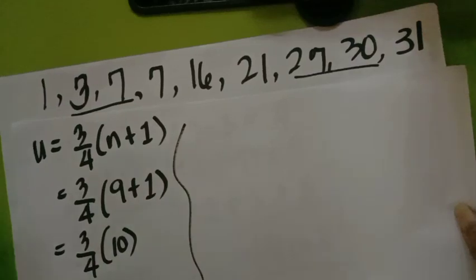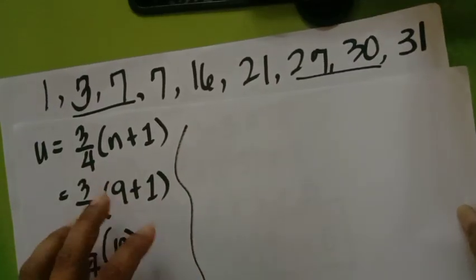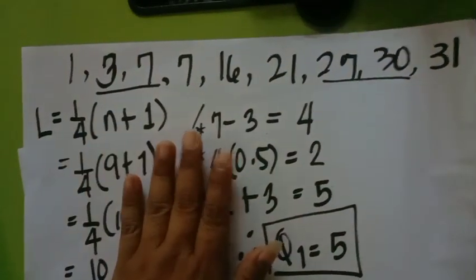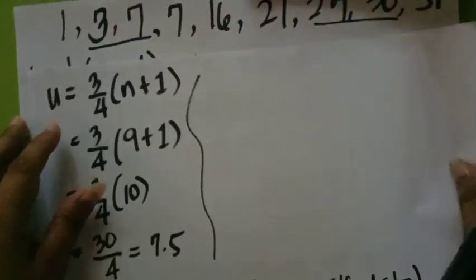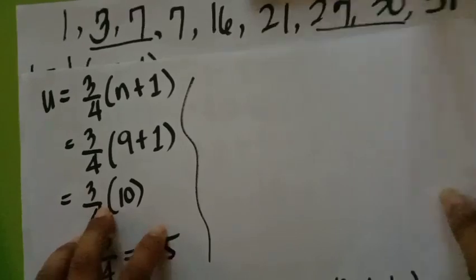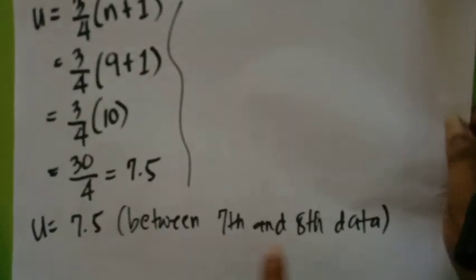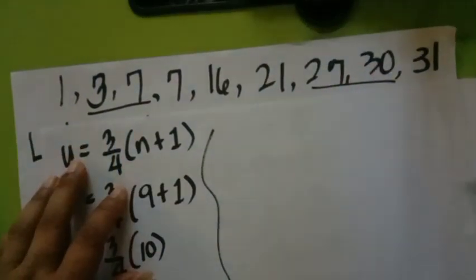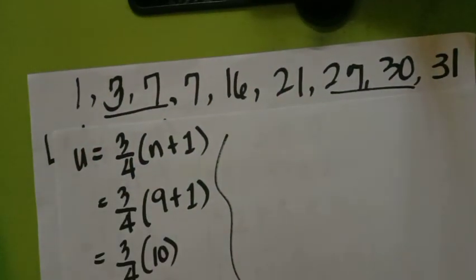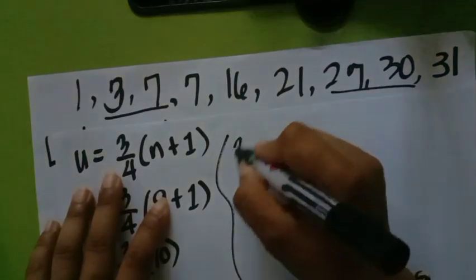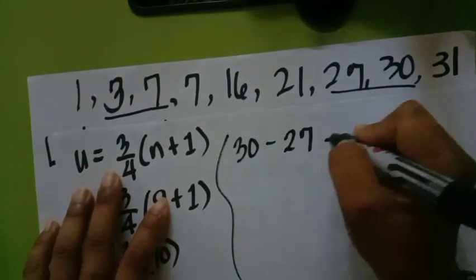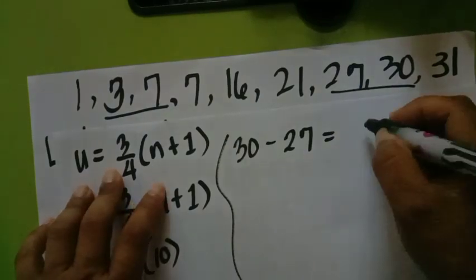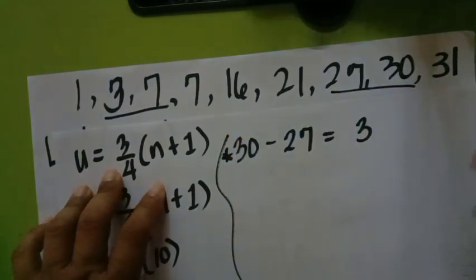So, let's determine the third quartile by using linear interpolation. Katulad din ng ginawa natin dito sa first quartile, yung step ng linear interpolation, ganun din. So, determine the 7th and 8th data. And the 7th and 8th data is 27 and 30. So, magsusubtract tayo. I-minus ninyo yung mas maliit doon sa mas malaki. So, 30 minus 27. What is 30 minus 27? That is equal to 3.